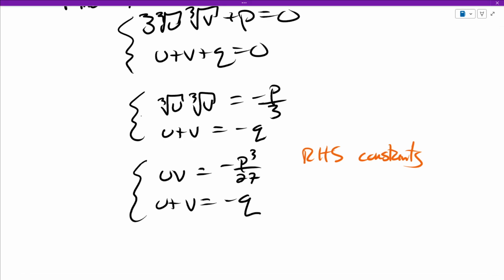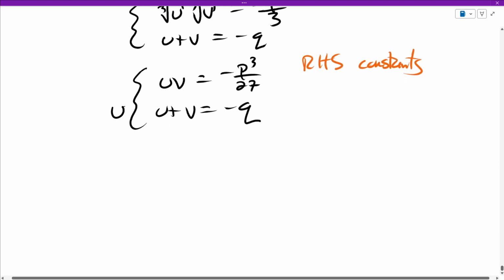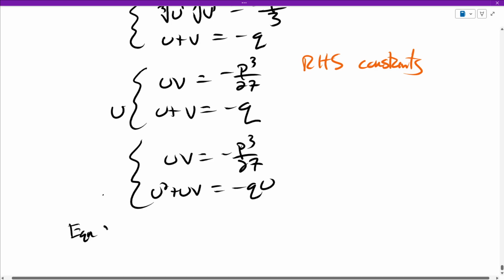What we're going to do is go ahead and multiply the second equation through by a u, and then we're going to do some subtraction. Okay, so uv is negative p cubed over 27, multiply through by a u, and then I'm going to subtract. Which way am I going to subtract? I'm going to subtract equation 2 minus equation 1.